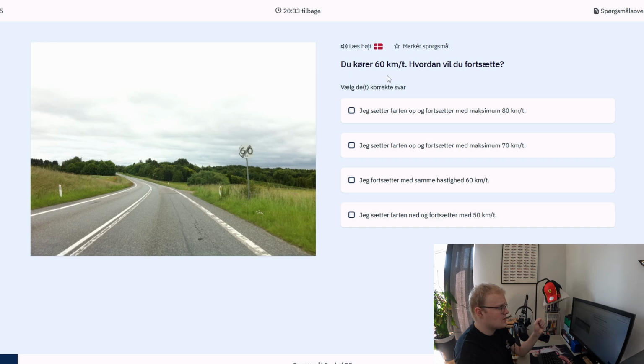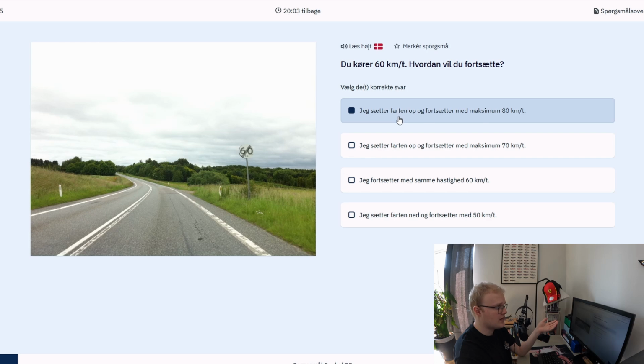You're driving 60 kilometers an hour, how will you continue? This sign means 60 kilometers an hour stops. But because there's 3 speed limits in Denmark: city, outside of built-up areas, and then highway. And it's 50 in the city, 80 outside of built-up areas, and 130 on the highway. So I would say this is outside the city. The 60 kilometers an hour stops, so I would say it's 80.